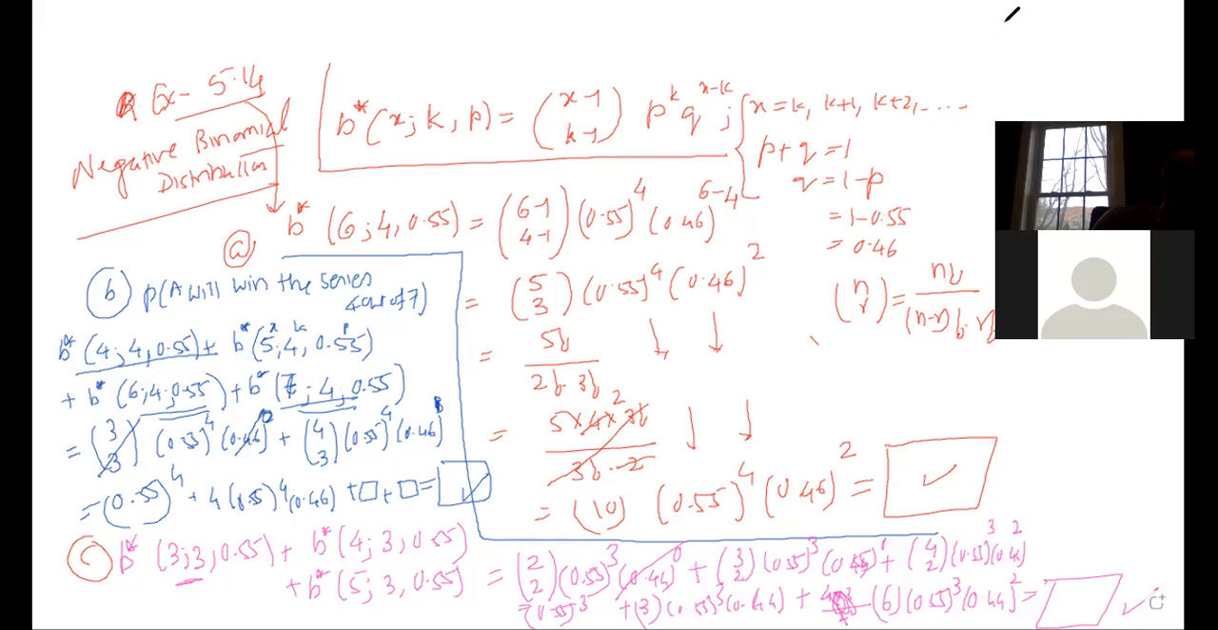So the next example that is given: the negative binomial distribution derives its name from the fact that each term in the expansion p to the power k and 1 minus q to the power negative k corresponds to the values b star x, k, p. And x runs from k, k plus 1, k plus 2, and so on. That's the reason why we give the name negative binomial distribution.